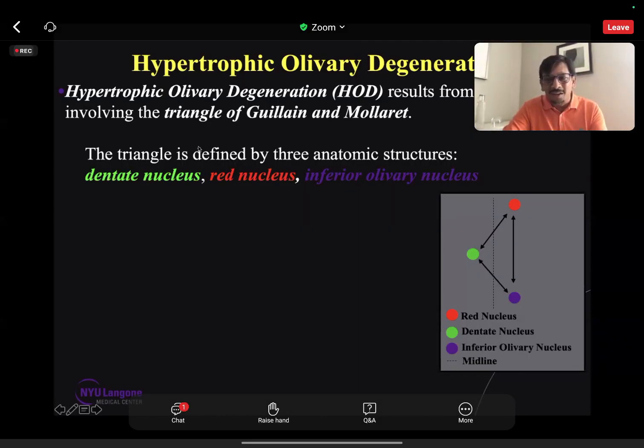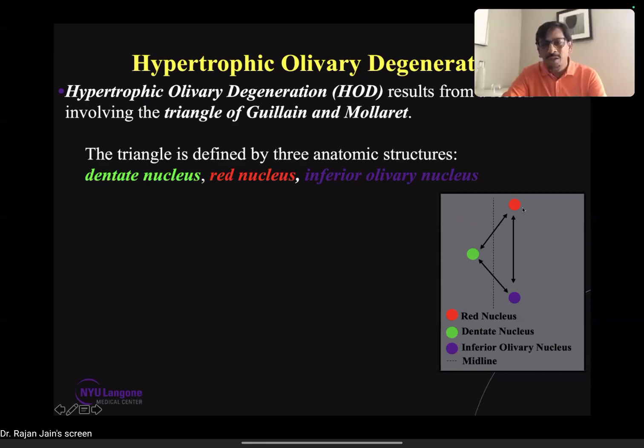So this is the triangle, and it is there in many articles. You will see people have drawn this. So this is the midline, dotted line over here. This is the Guillain-Mollaret triangle. You have the red nucleus on one side connected with the same side inferior olivary nucleus, and then the contralateral dentate. How are these connected?